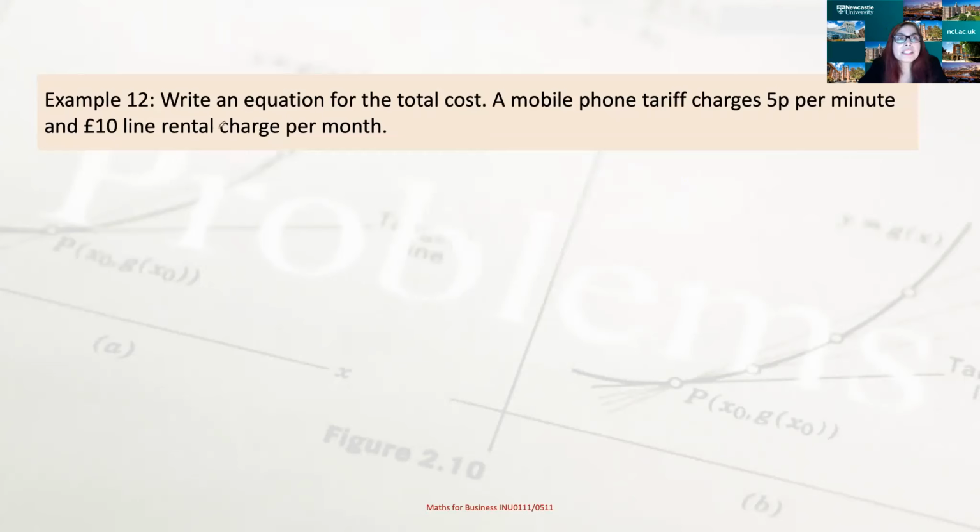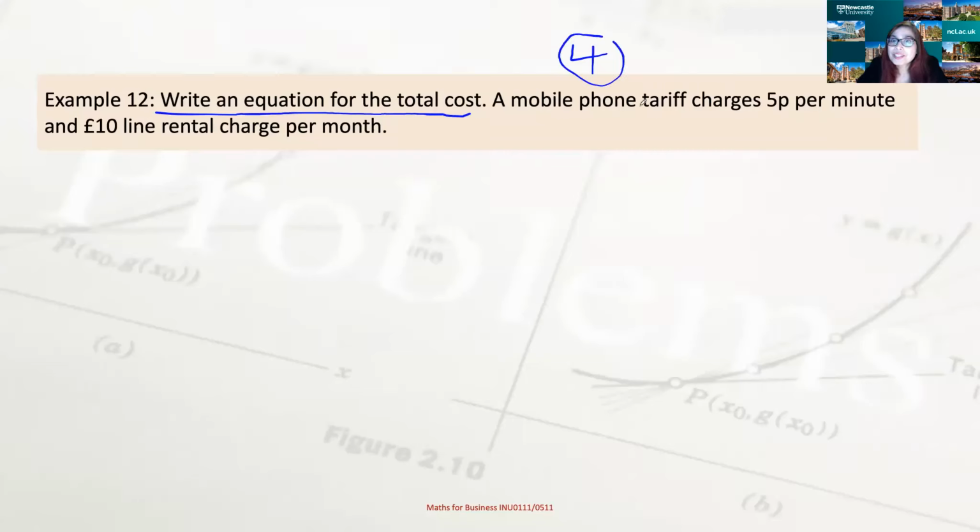Okay, now let me take an example. Write an equation for the total cost. A mobile phone tariff charges 5p per minute. Here, I want you to write an equation for this statement problem. You're going to read the statement, understand it, and then write the equation. That should be your fourth way of writing, isn't it? So you have four styles now.